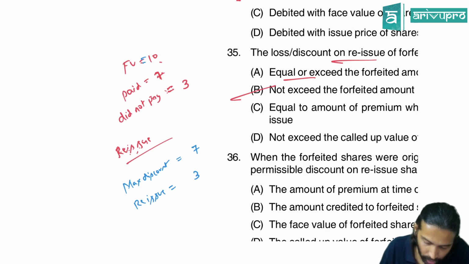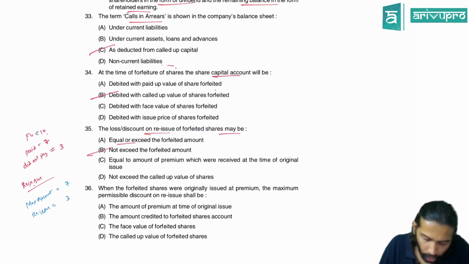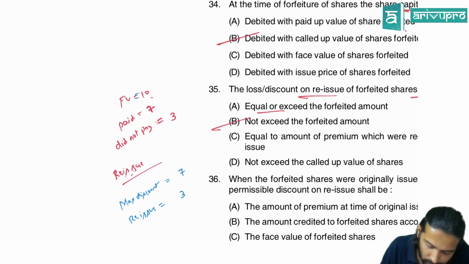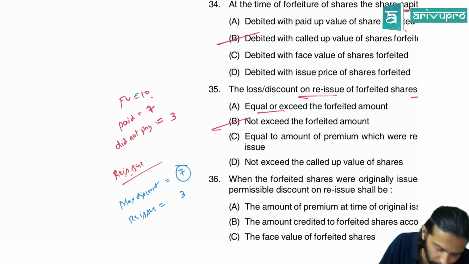That's what they're asking, right? Okay. Discount is nothing but loss on shares. How much can this loss be? This loss maximum can be 7 rupees. Meaning this loss should not exceed this portion. However much the previous person has paid, the maximum loss you can give is that much only. It cannot be even a single paisa more than that. This is the maximum discount you can give.